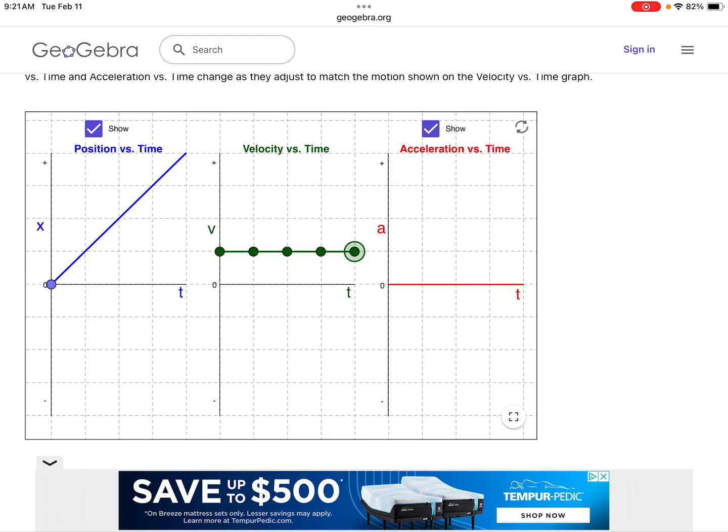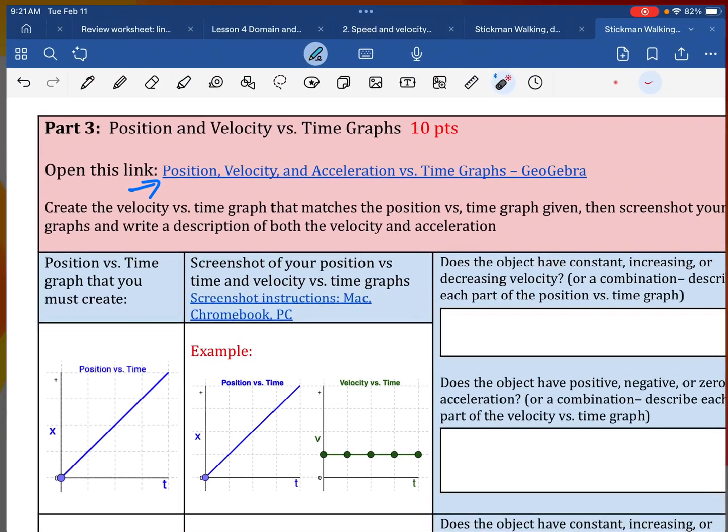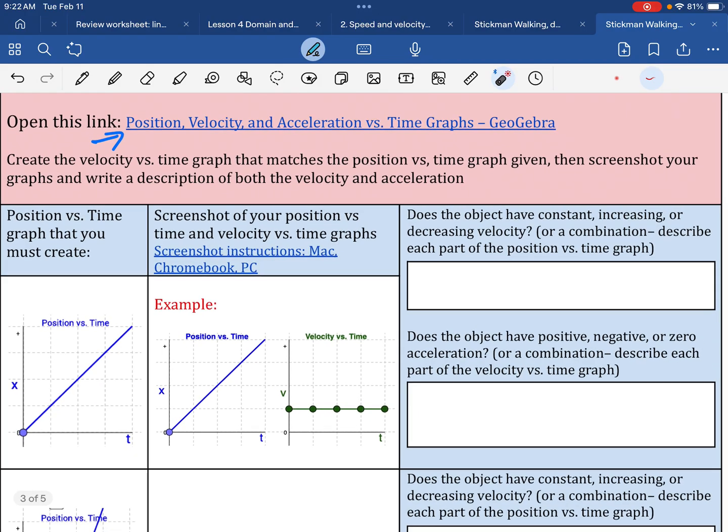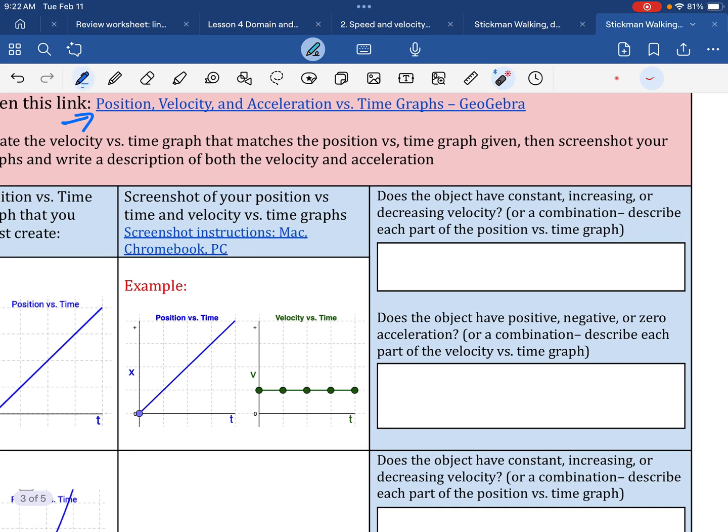And we know that from the lesson 3 notes, that when we have a constant velocity, straight line, we're going to have a zero slope velocity versus time graph, because this graph's the velocity. The velocity is the same at 1 second, at 2 seconds, at 3 seconds, at 4 seconds, 5 seconds. The velocity doesn't change. So then you're going to answer some questions about it.